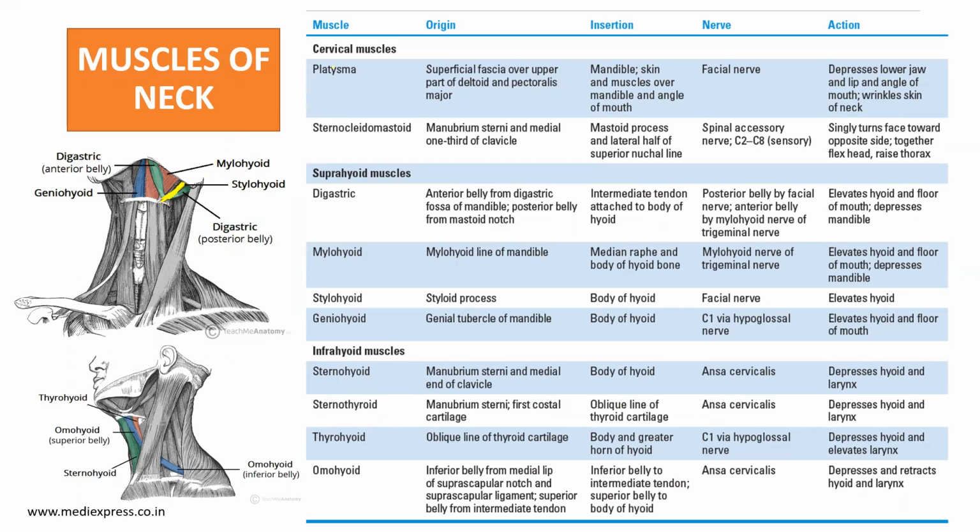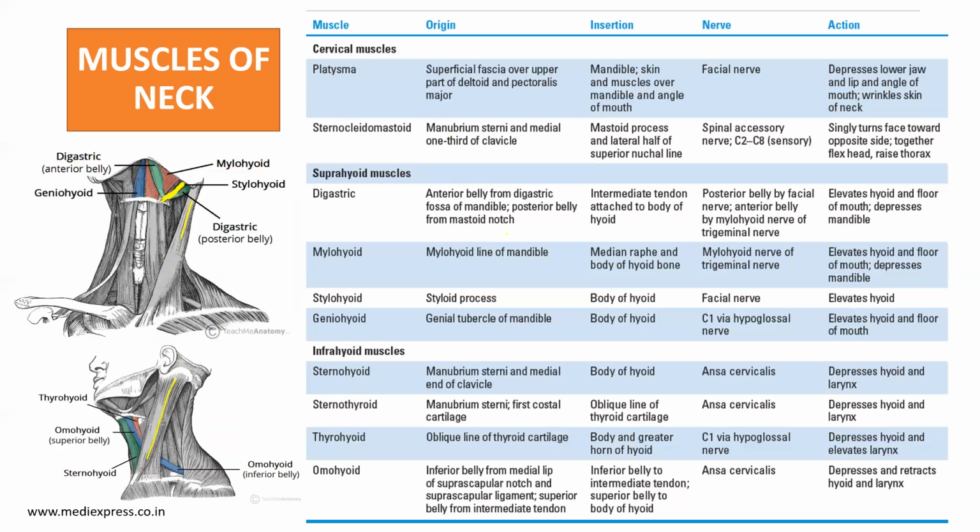Okay, so we'll see the platysma first. So facial nerve, and it helps in the depression of the lower jaw and the lip and the angle of the mouth. Also causes wrinkling in the skin of the neck. So second one which we have is the sternocleidomastoid. You can see the sternocleidomastoid muscle.